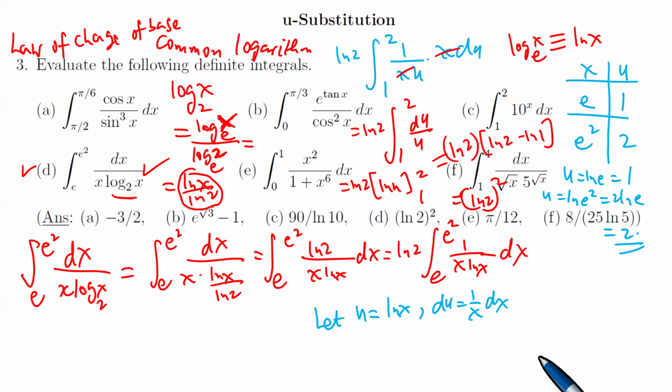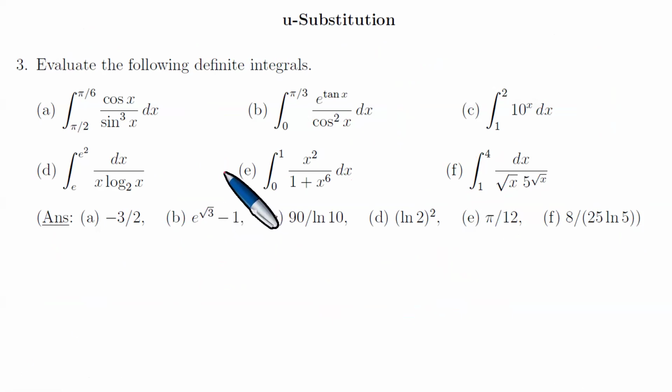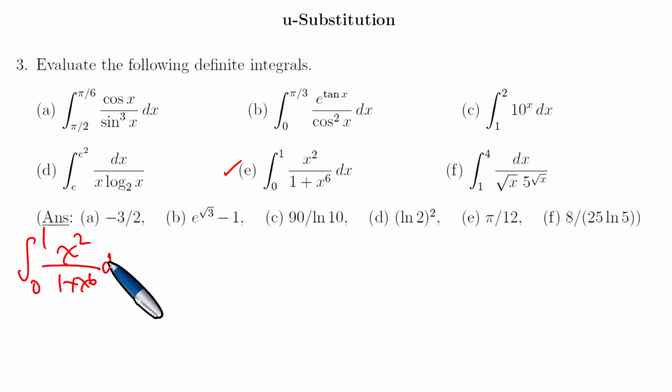The next problem is problem E. We try E, and now E is easy. Let's check this one. We have the integral from 0 to 1, x squared divided by 1 plus x to the 6th power dx.